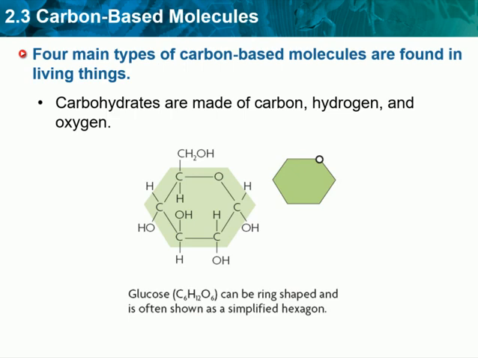Second main idea: 4 main types of carbon-based molecules are found in living things. All organisms are made of 4 types of carbon-based molecules: carbohydrates, lipids, proteins, and nucleic acids. These molecules have different structures and functions, but all are formed around carbon chains and rings.